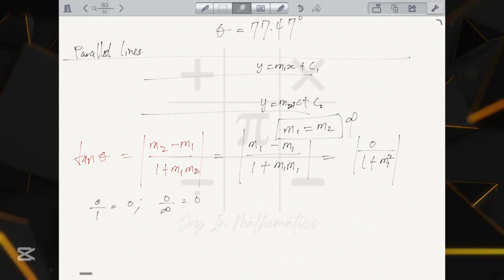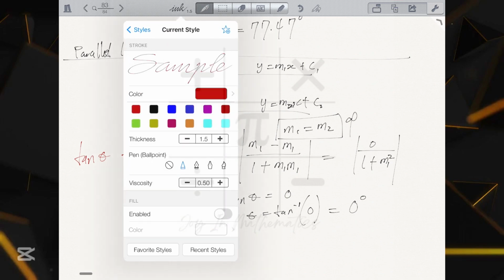So with that being said, we can now say that tan theta is equal to 0. Taking the inverse of this, tan theta equals 0, we'll have theta equal to the inverse tan of 0, which is equal to 0 degrees. So when we have parallel lines, the angle theta between the two lines is equal to 0 degrees.